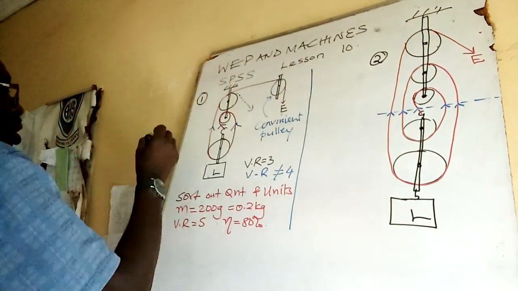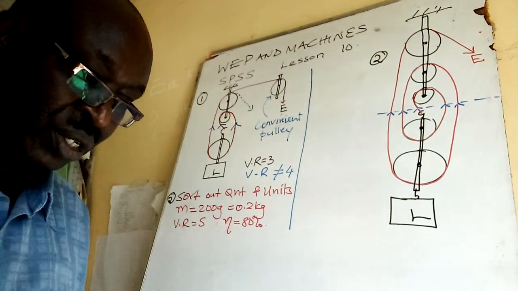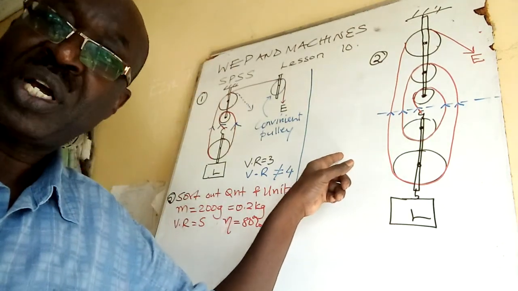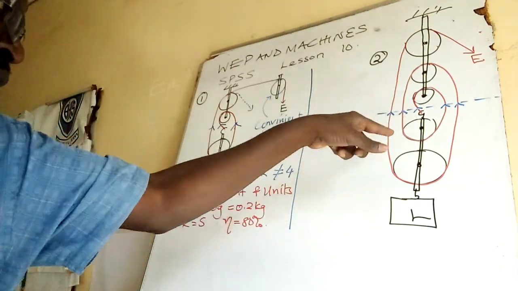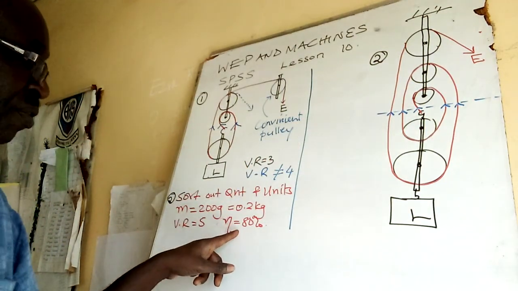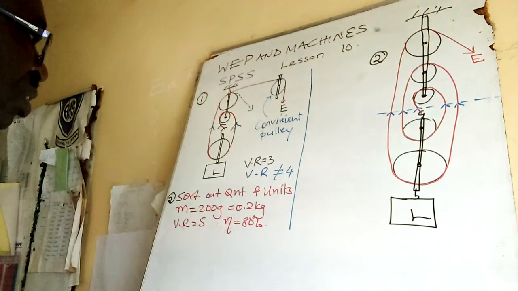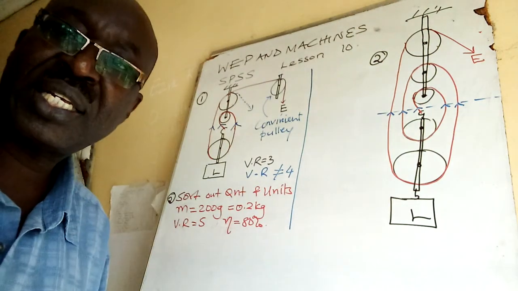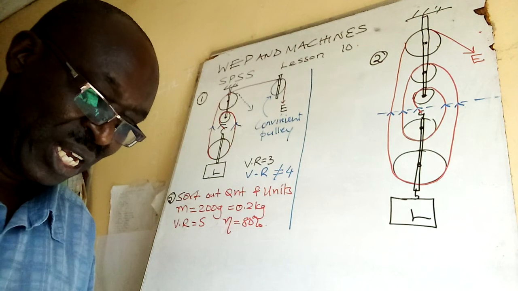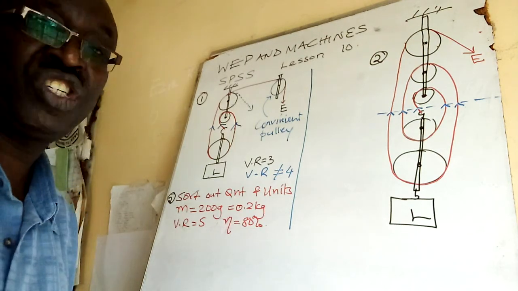This was number 1. This is 2. Whenever you are given a question, you must remember to sort out. So this diagram here has velocity ratio equal to 5, and the efficiency is 80%. The load here has a mass of 200 grams. Now, calculate mechanical advantage.